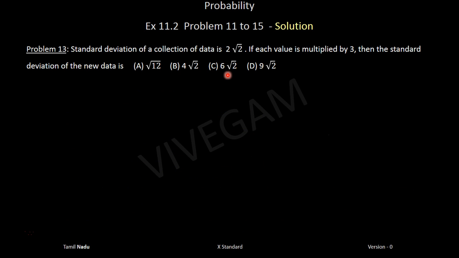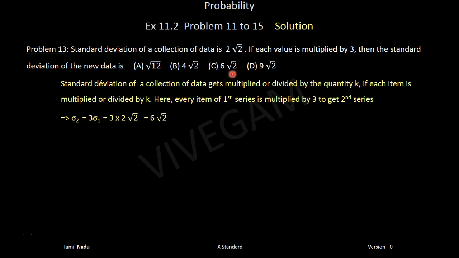The standard deviation of a collection of data is 2 root 2. If each value is multiplied by 3, then the standard deviation of the new data is, exactly what we did, part of that problem, right? There they gave us variance and they asked us to find the standard deviation. Here they're giving it very directly. The standard deviation of the first data is 2 root 2 and every value is multiplied by 3. Therefore the standard deviation of the second series will be 3 into this standard deviation. So it will be 6 root 2, option C.